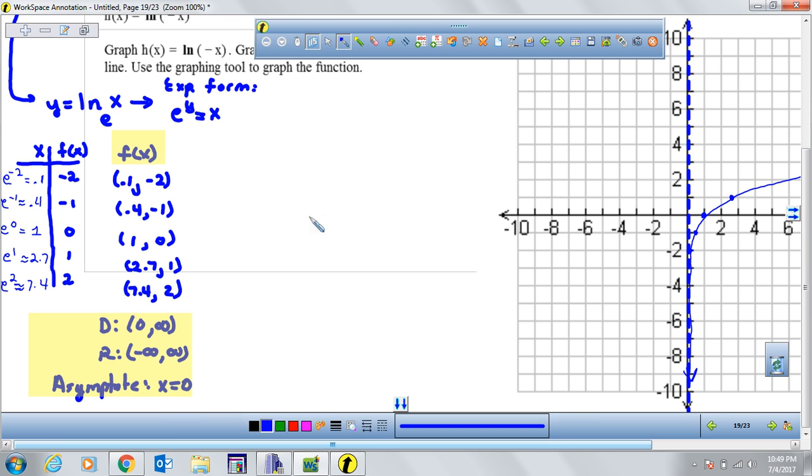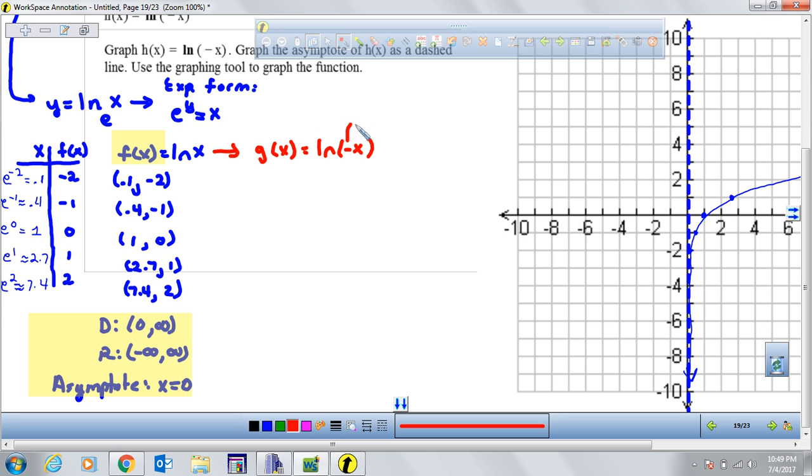Now we have to do the exact same thing, but now for g of x. Now remember that f of x is equal to the ln of x, right? That's the original function. Now we're going to sketch the graph of g of x equals ln of negative x. What effect does that negative in front of the x have? It is going to reflect the graph over the y-axis. That's what the negative in front of the x does.